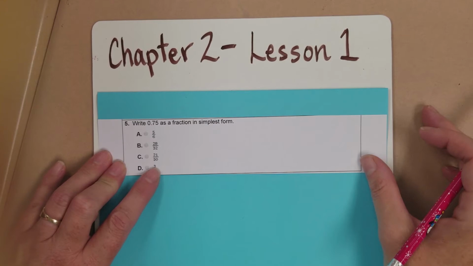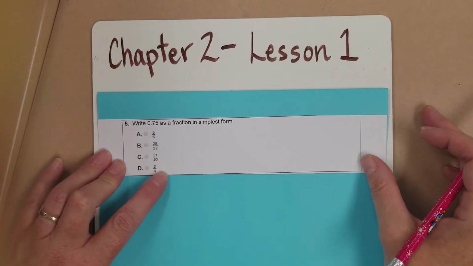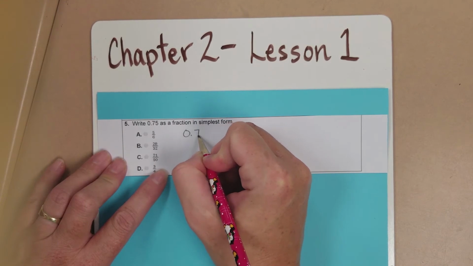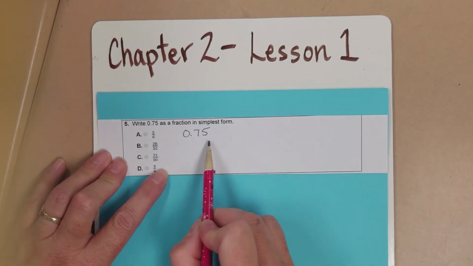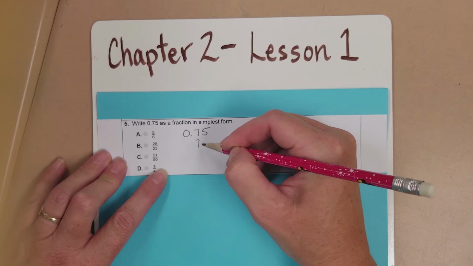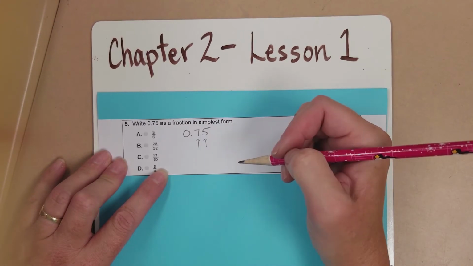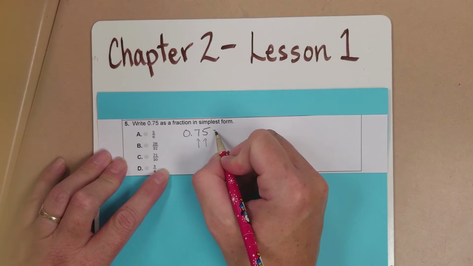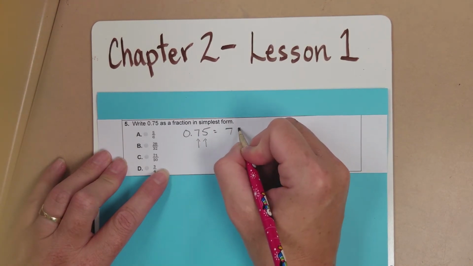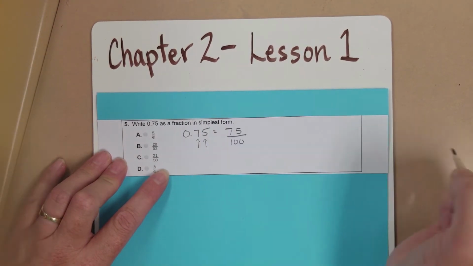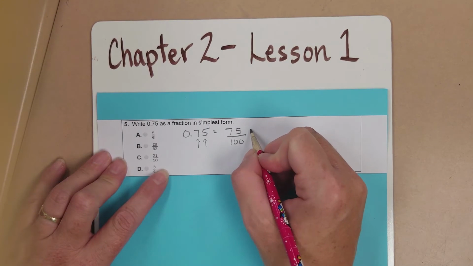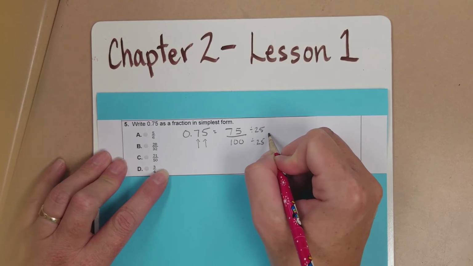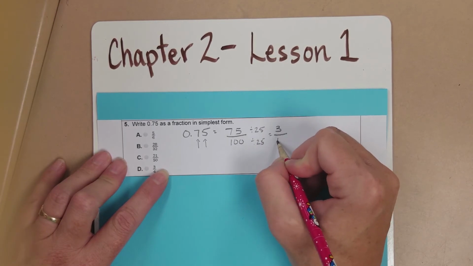Question number 5. Write 0.75 as a fraction in simplest form. When we read this number, the 7 is in the tenths place, the 5 is in the hundredths place. So this reads 75/100. We can write that as 75/100. To simplify this fraction, you can divide the numerator and denominator by 25. And that would equal 3/4.